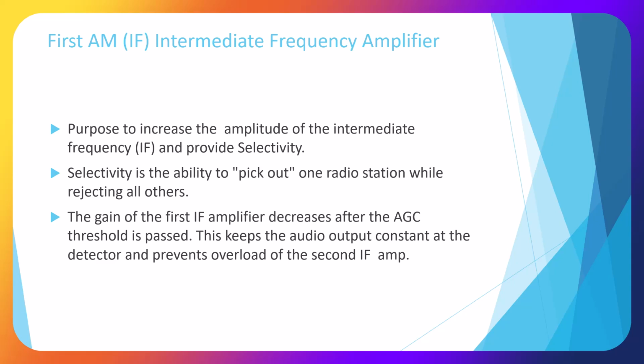First AM intermediate frequency amplifier. The purpose is to increase the amplitude of the intermediate frequency and provide selectivity. Selectivity is the ability to pick out one radio station while rejecting all others. The gain of the first IF amplifier decreases after the automatic gain control threshold is passed. This keeps the audio output constant at the detector and prevents overload at the second IF amp.